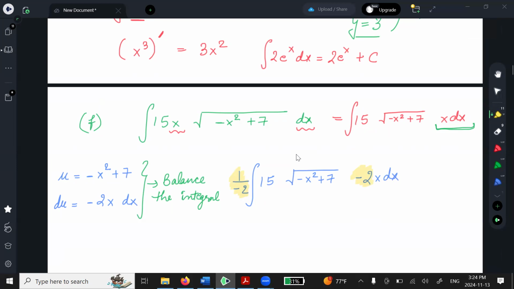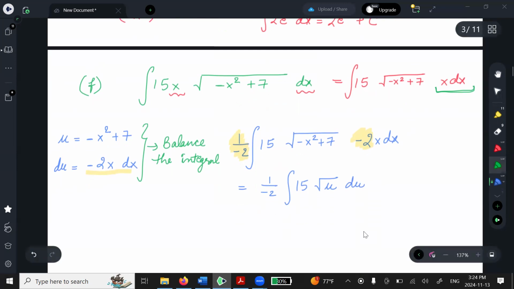Now look, now the negative 2x dx is exactly du. So what do you get? I replace everything. So I have 15 square root u du. And that was the goal. We try to make it match exactly with the du. Good? And now this integral is easy for me.